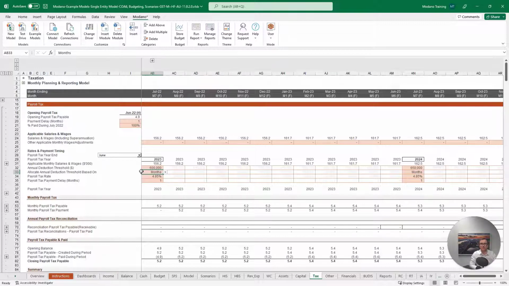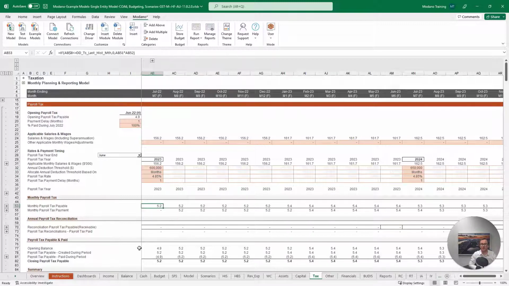That is, for the month of July 22, when we calculate our payroll tax expense, we take our 156.2 of salaries and wages expense with any adjustments, subtracting our $50,000 monthly deduction, giving us a post-deduction salaries and wages expense of $106,000, and then applying our payroll tax rate, giving us our tax expense of 5.2 for the month.